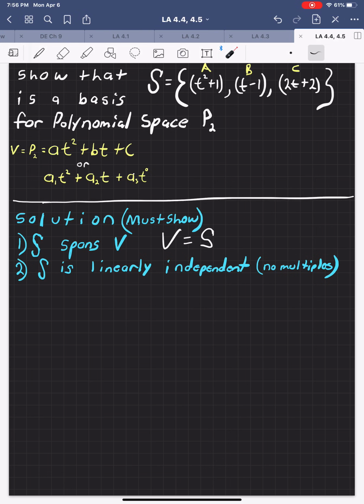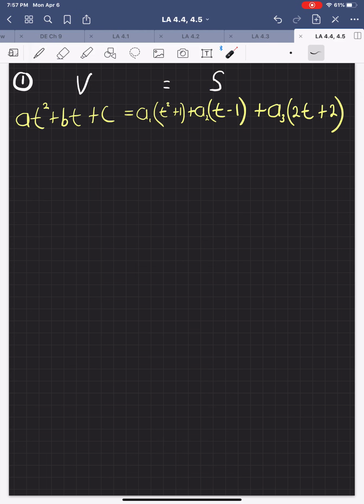Now, the second thing that we also have to show is that S, this potential basis, is linearly independent. And all that means, again, is there are no multiples. All right, let's start with the first one, that V is equal to S. Notice that I have V written on the left side of the equation, and you've seen me write that multiple times, so you're not going to be confused there.